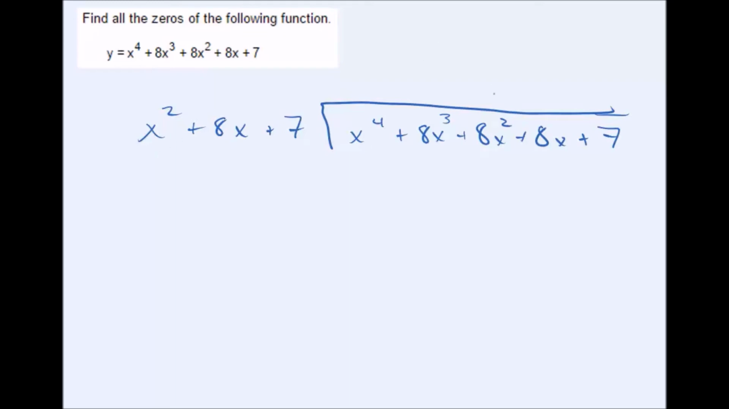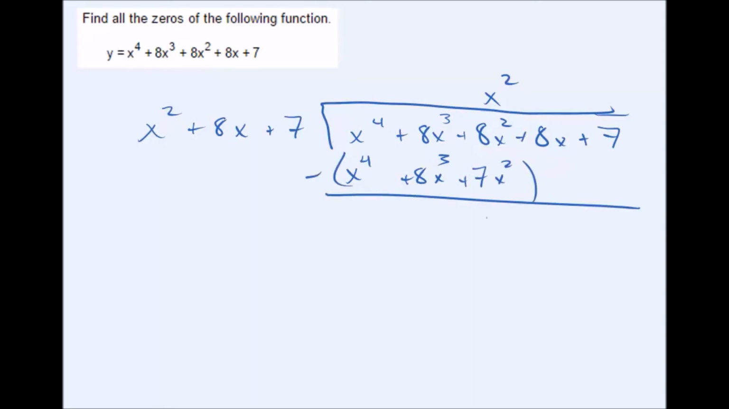So we'll go through this really quick. X squared goes into x to the fourth, x squared times x to the fourth plus 8x cubed plus 7x squared. This first one's working out really nicely. All those things cancel except for this last one. We're left with x squared.